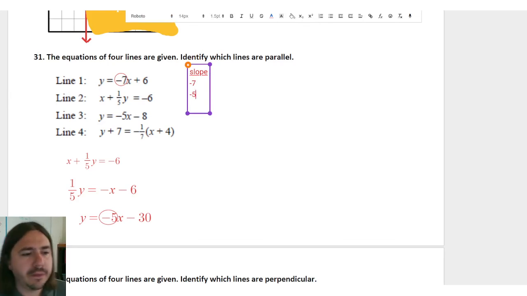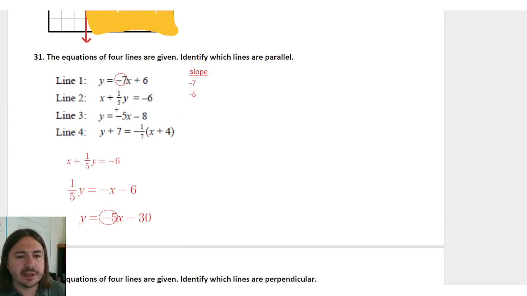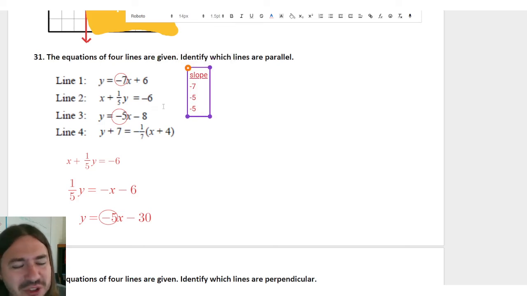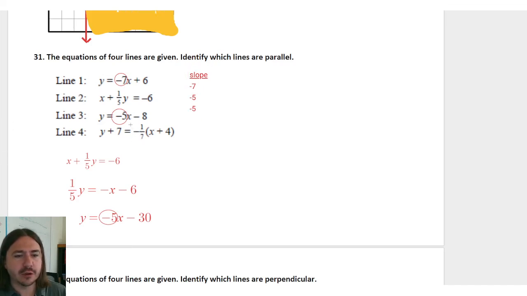For line 3, we see that -5 is the slope here. This one's in slope-intercept form, so there's not really anything to go on there, as long as you know how to identify the slope in a slope-intercept form equation, you should be good there. Now, line 4 is in point slope form. So we don't really need to change it because all we're doing here is identifying the slope. Slope in this one is -1/7.